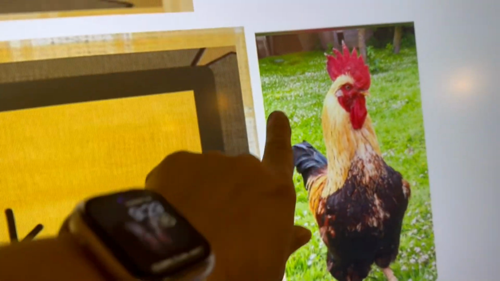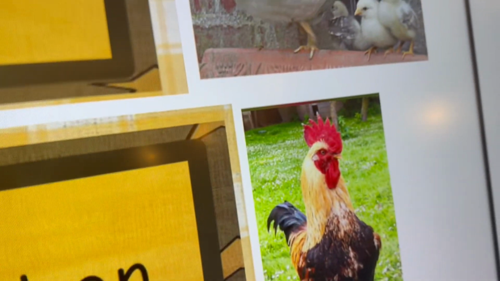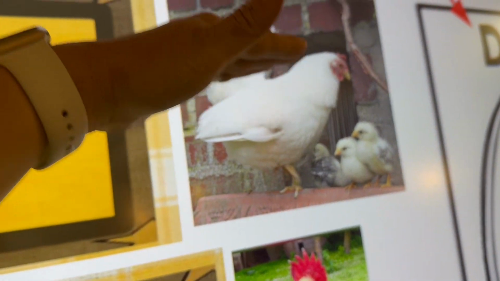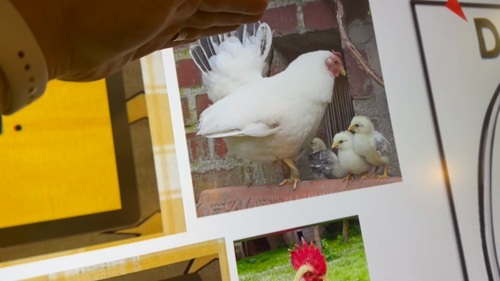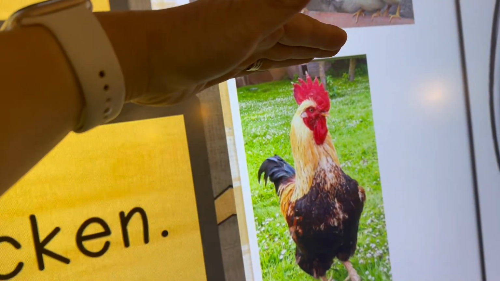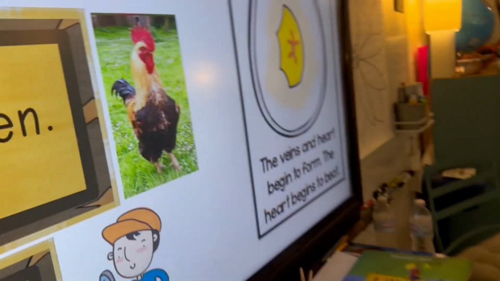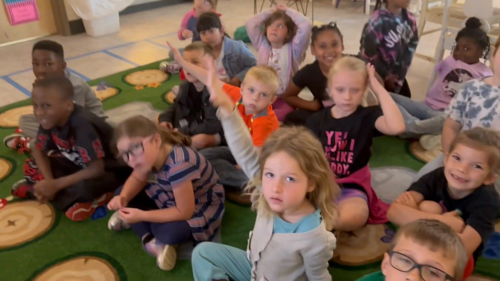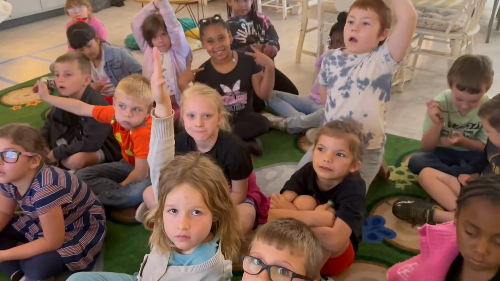Okay, he has tall tail feathers. She sits lower to the ground. Her body is kind of short and fat. Yeah. His body's kind of tall and muscular, isn't it? How about their job? What's their job in the coop? Deidre, what's the job of the rooster?